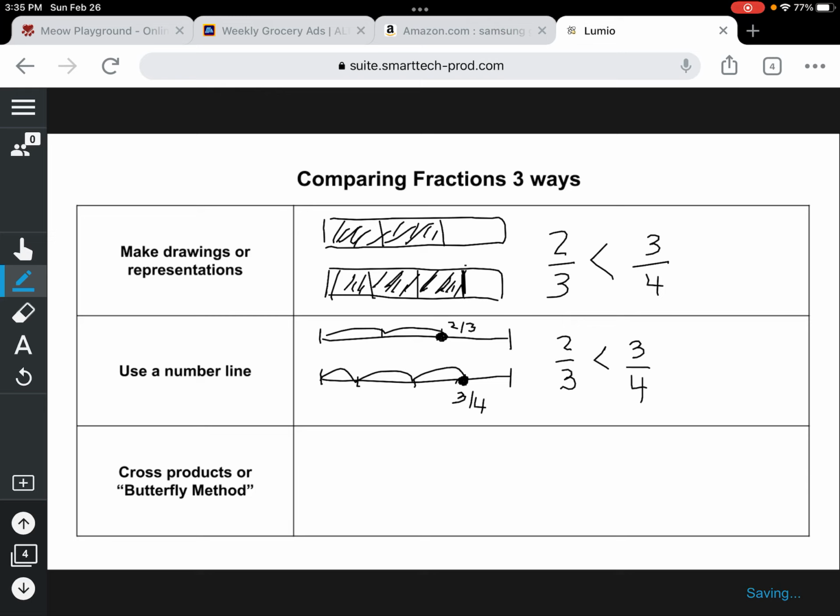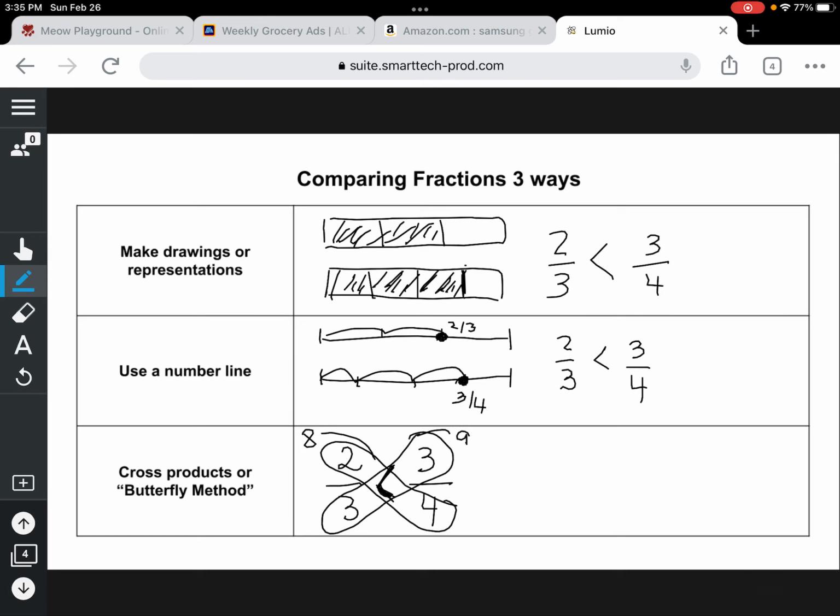Last but not least, the butterfly method is a quick way to compare fractions using cross products. So you do 2 times 4 and you put in the antenna here. 2 times 4 is 8. And then 3 times 3 is 9, goes in the other antenna. So obviously 9 is greater than 8, so that is a symbol you put in the middle.